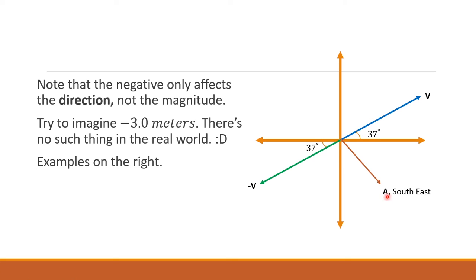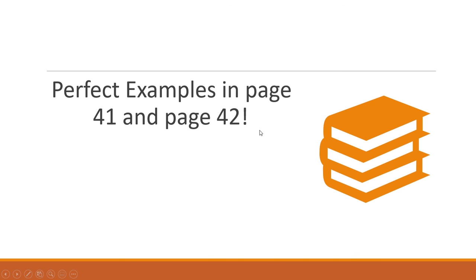How about this one? Vector A. Vector A, southeast. So the negative of A, northwest. That's it. Very easy. Very simple. So, more perfect examples are found in page 41 and page 42 of your book.